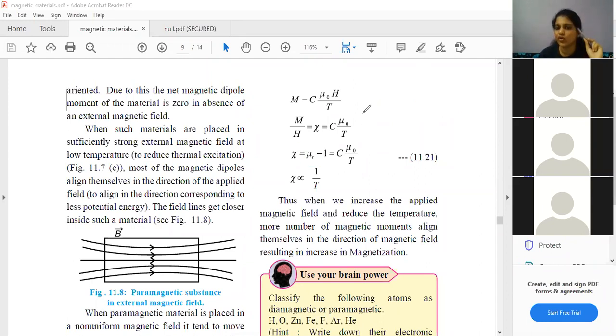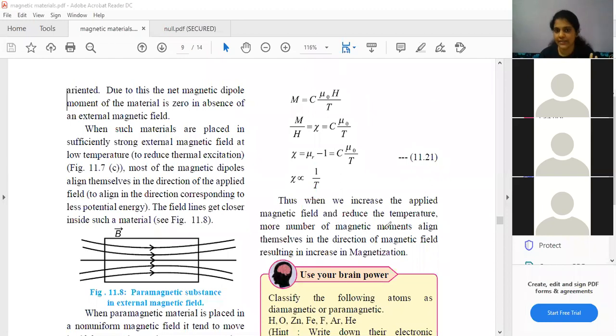Actually, there is no need to write this. I don't know why they have written it. If you end it over here, like M by H is equal to C mu naught upon T, and then instead of M by H, put the susceptibility sign and write chi equals C mu naught by T, I think that is more than enough. Because what we are supposed to conclude, see students, C is a constant, mu naught is a constant. So we have to conclude that chi is inversely proportional to the temperature. This is what the conclusion is from here.